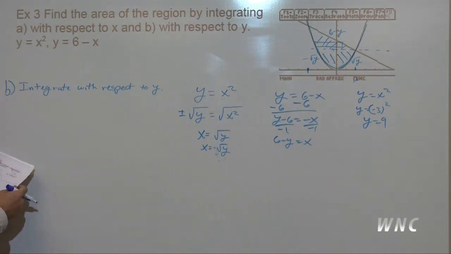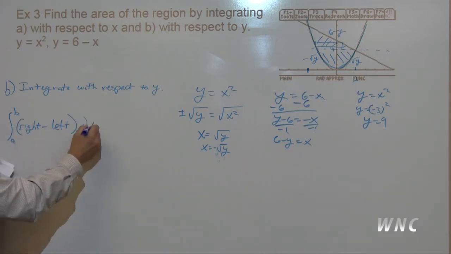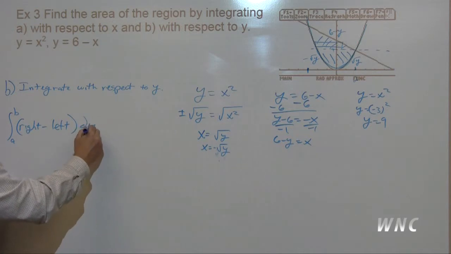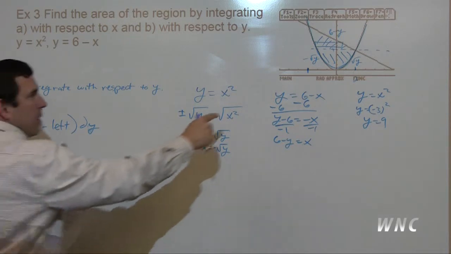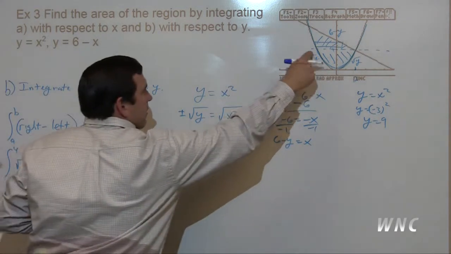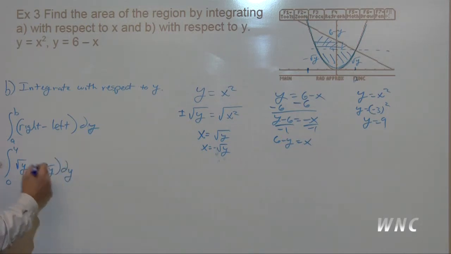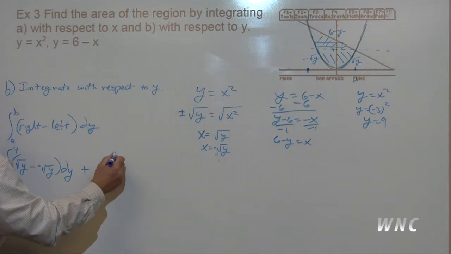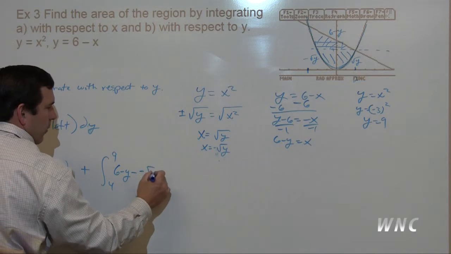We'll have the integral. So here we're looking at the integral from a to b of the right curve minus the left curve, dy. So we have the integral from 0 to 4. On the right side here, we have the square root of y. On the left side, we have the negative square root of y. Plus the integral from 4 to 9 of 6 minus y minus the negative square root of y.